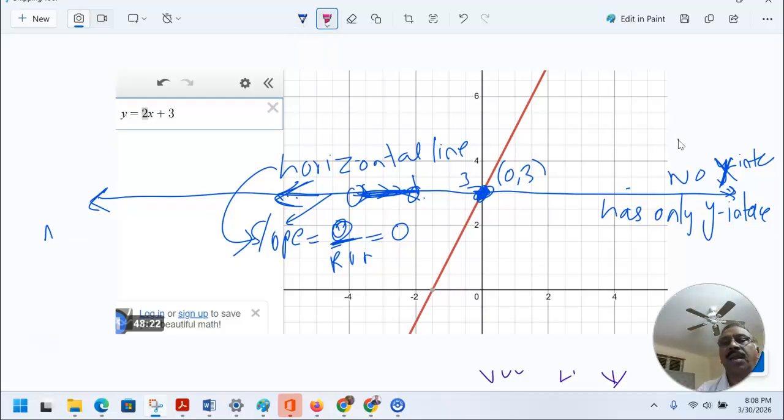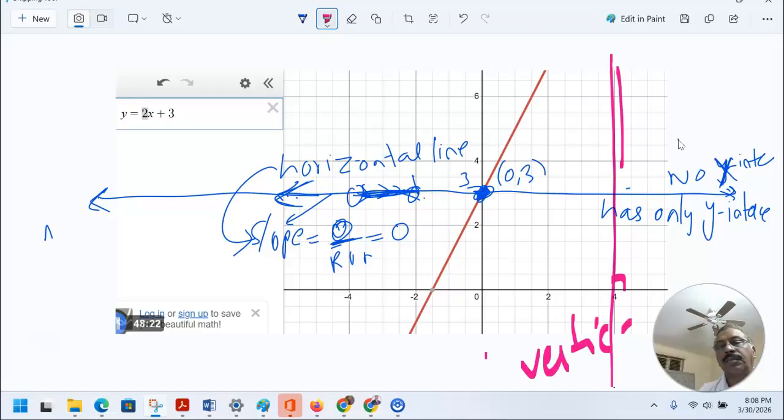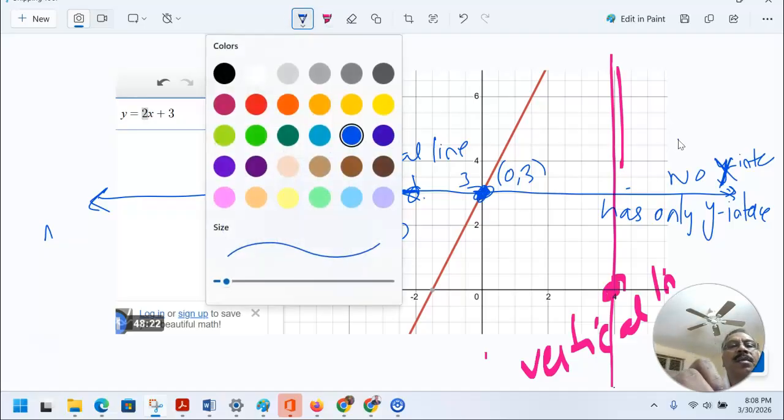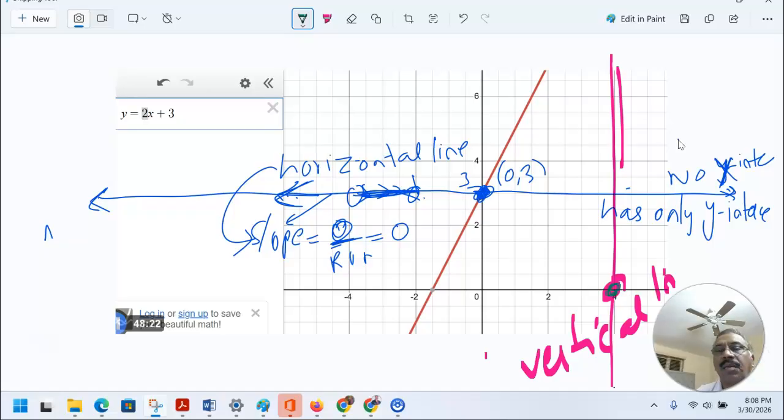If you have a vertical line, the last one I showed you, this one, the slope is undefined. So this one's slope is undefined, and the x-intercept is 4, 0. So for this one there is no y-intercept. So this is all the information about that line.